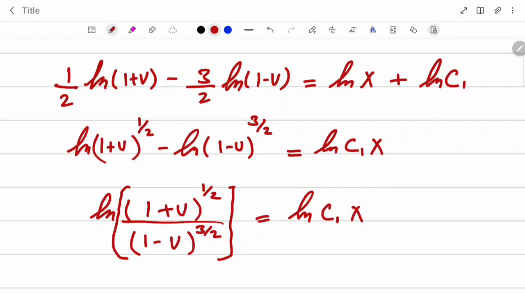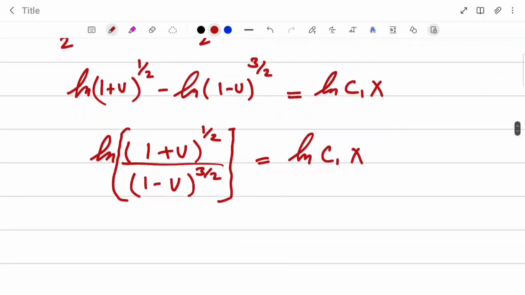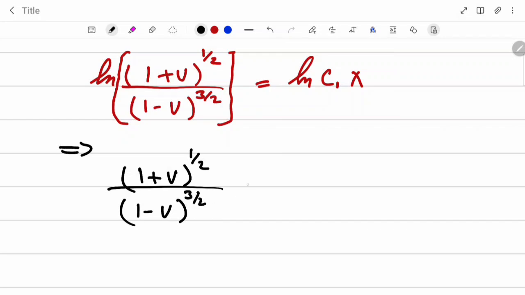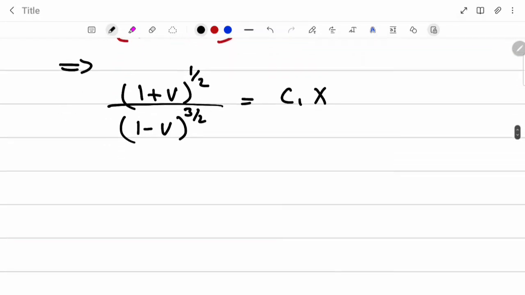Just check out. This helps us to eliminate ln because ln is contained on both sides. So I can write 1 plus v by 2 over 1 minus v by 3 by 2, then c1x. So have we done it? No, because there are so many simplifications left in it. We have to simplify as much as I can, because this will make the ultimate answer most simplified before substituting the original values.